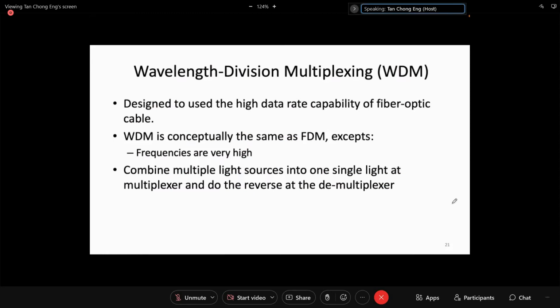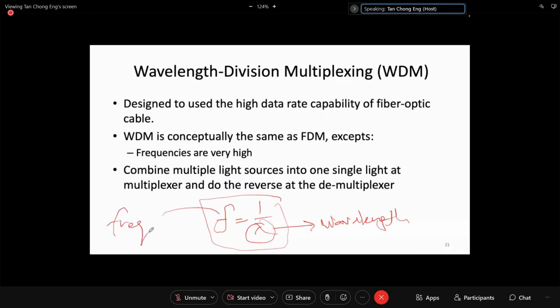Another one: the moment fiber optics came into the picture, this multiplexing technique is very specific to fiber optics. Wavelength refers to a very high frequency. That's why they don't use frequency, they use wavelength to indicate each signal. In fact, f equals 1 over lambda, right? If you look at this formula, this lambda is your wavelength, and this is your frequency.